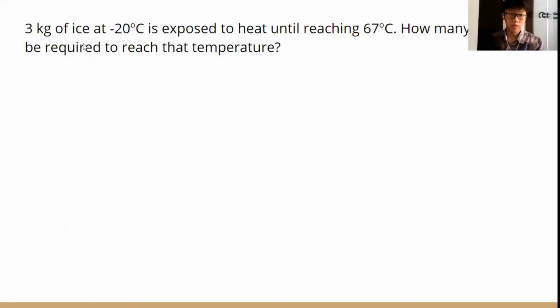3 kilograms of ice at negative 20 degrees Celsius is exposed to heat until reaching 67 degrees Celsius. How many kilojoules would be required to reach that temperature? So first we draw the graph.